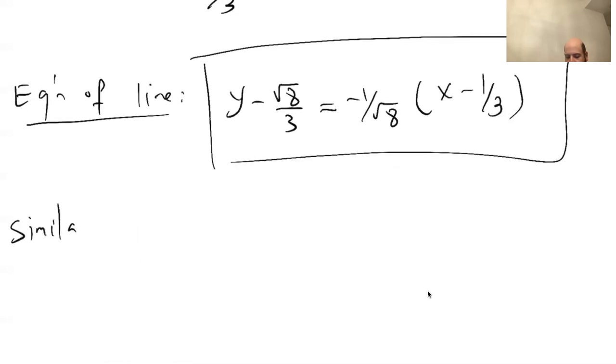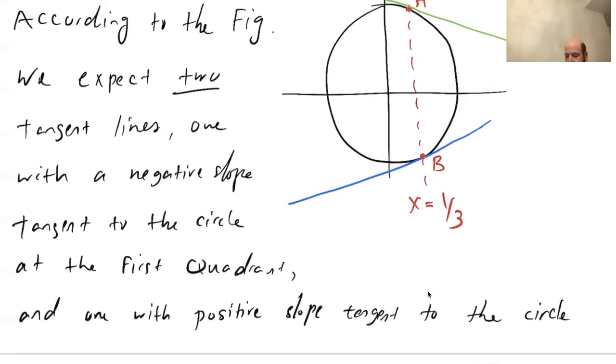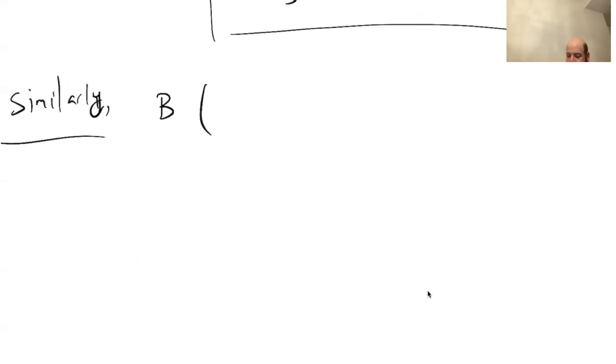Similarly, at B, what will be the coordinate of B here? At B, the y value is negative. So it is 1 over 3 and minus root 8 over 3, which will be in quadrant 4.